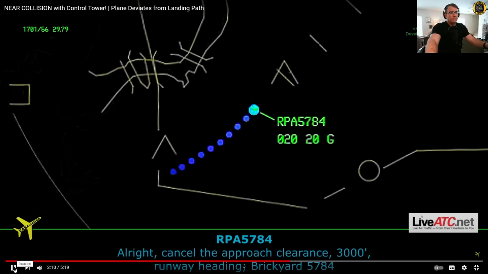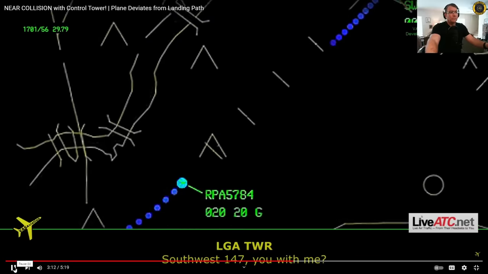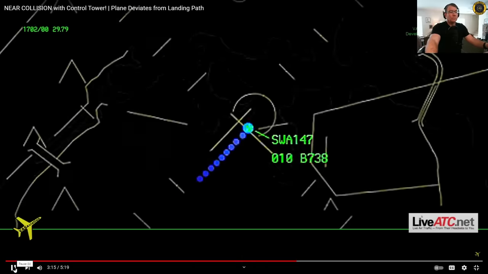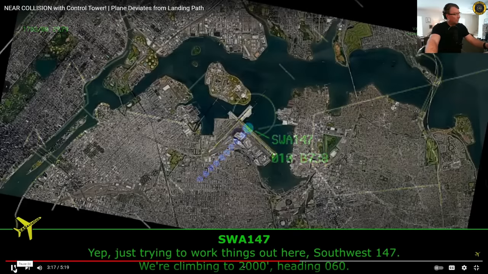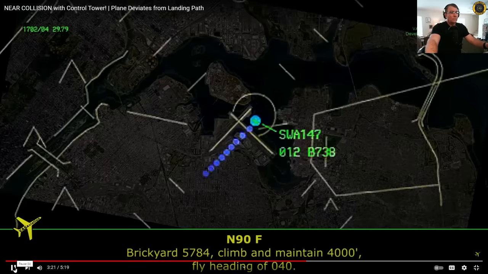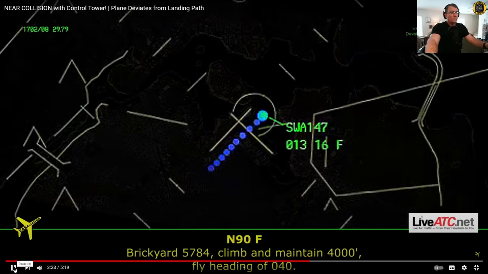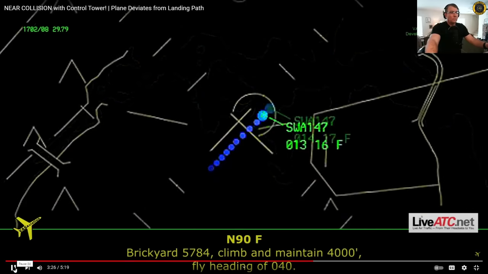I cancel the approach clearance, 3,000, runway heading, Brickyard 5784. Southwest 147, you with me? Yep, just trying to work things out here. Southwest 147, we're climbing at 2,000, heading 060. Brickyard 5784, climb maintain 4,000, fly heading 040.